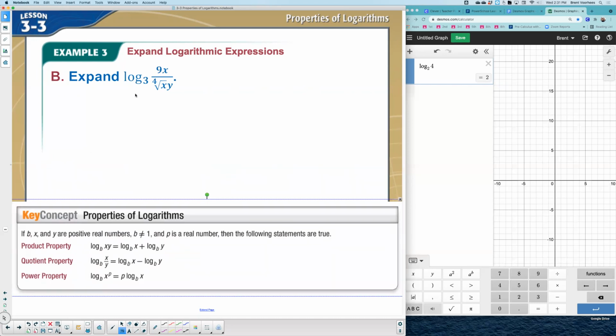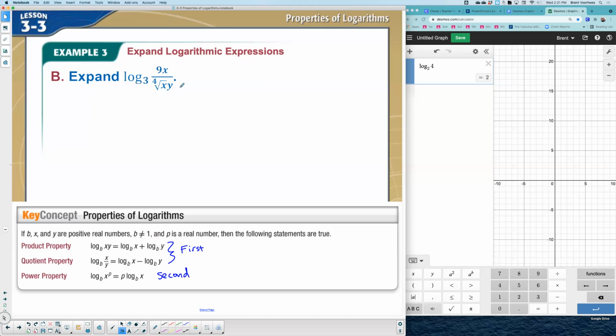Simplify. Can I simplify this logarithm right now? No, because I have variables. So you can't simplify. That's what you look for. If you don't have variables, you can type it in the calculator and simplify. This I cannot simplify. So we've got to go off our properties. Do you have a product or a quotient? We have a quotient. So we'll do that first, and then we'll do power second.